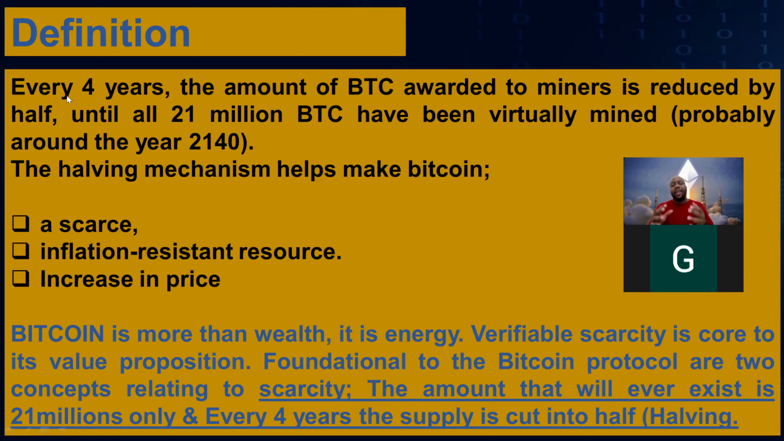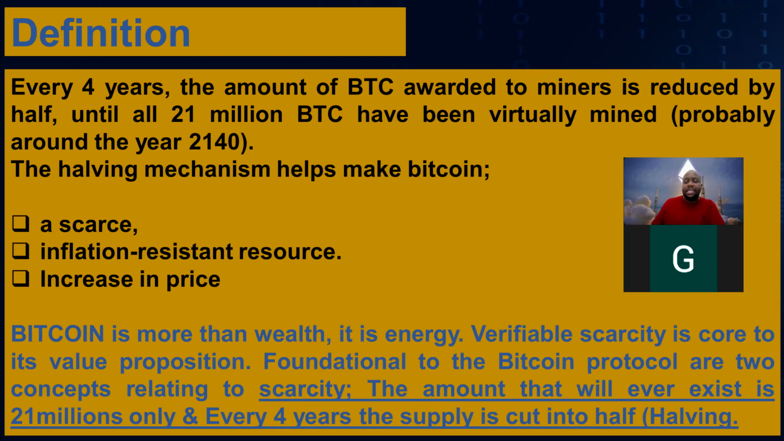The definition of halving is that every 4 years, the amount of Bitcoin that is awarded to miners is reduced by half. This means that after every 4 years, the supply of Bitcoin is reduced, because Bitcoin is not printed, Bitcoin is mined. It is mined the way you mine gold, but this is done electronically, by a network of computers. Once these computers do this kind of computation, they are awarded with Bitcoin. So the supply of Bitcoin comes through that process of mining.